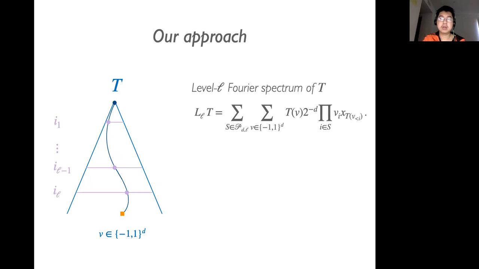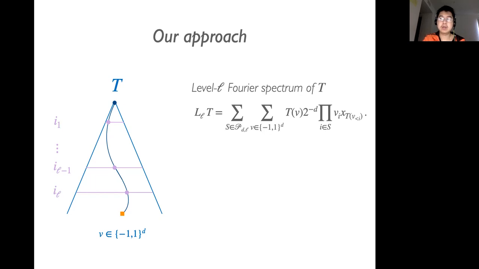This expression can be interpreted as follows. Select L layers and consider the contributions to the Fourier weight from the characters formed by the variables of the selected layers on each path. Summing the contribution over all paths and all possible ways of choosing L layers recovers the level L Fourier spectrum of T.